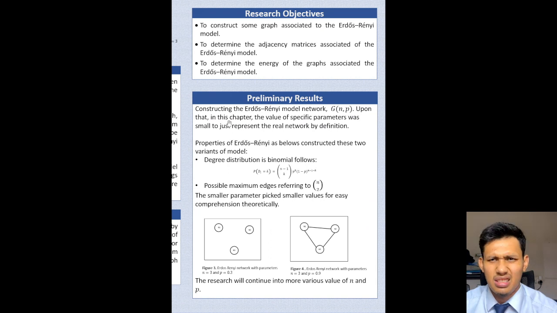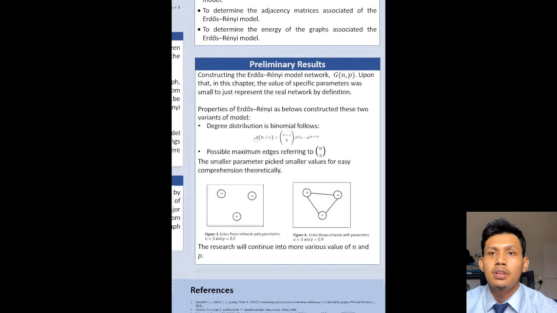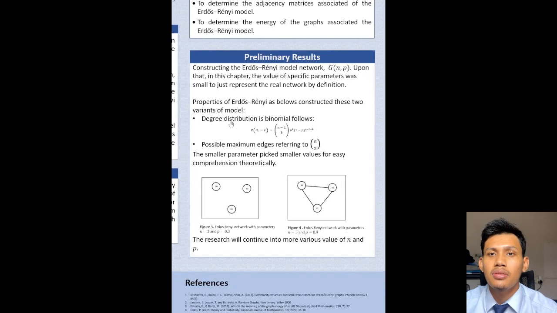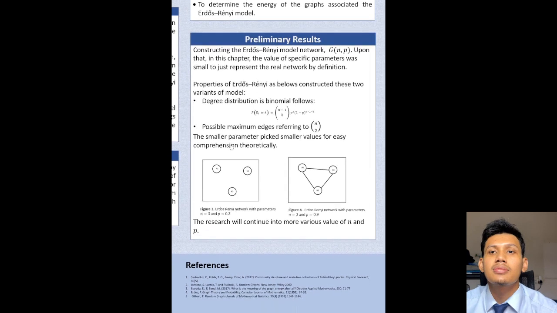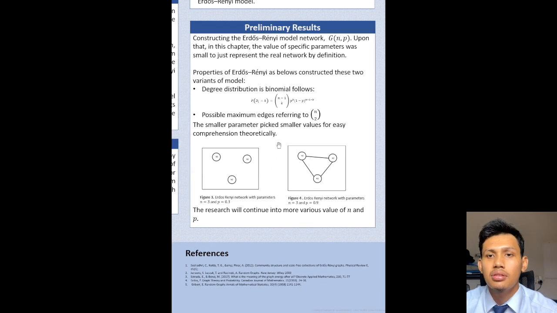In this section, the values of the specific parameters were kept small, just to represent the real network by definition. By the properties of the Erdös-Rényi model, we managed to construct the model network. The degree distribution is binomial, following this equation, and the possible maximum number of edges follows n choose 2. Smaller parameter values are picked for easy comprehension theoretically.